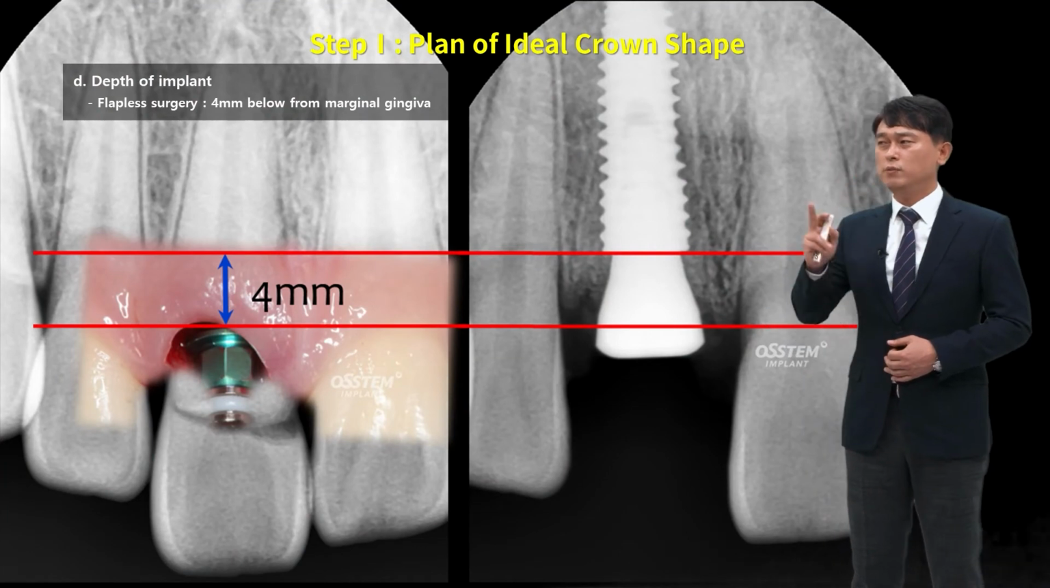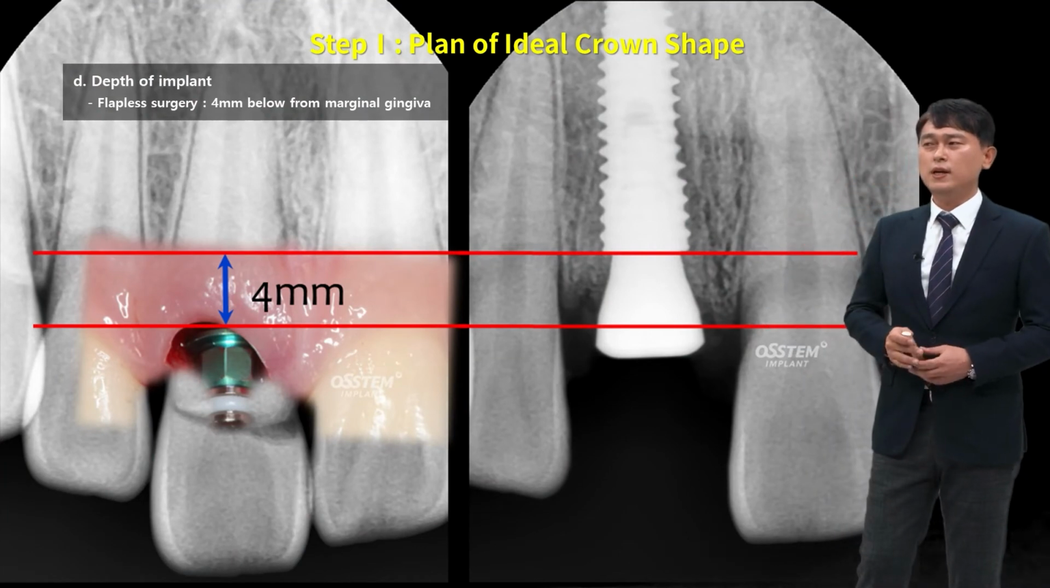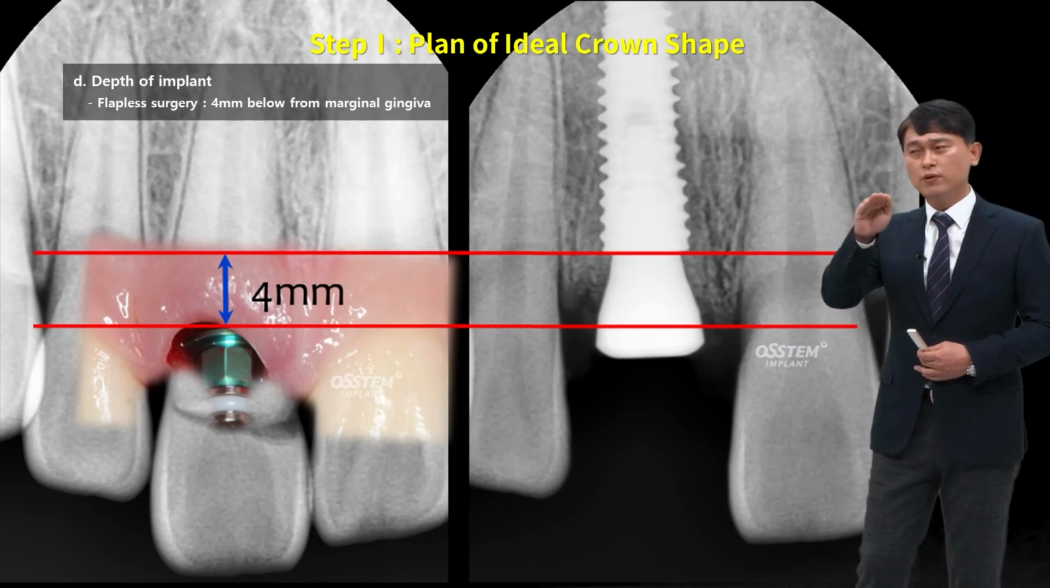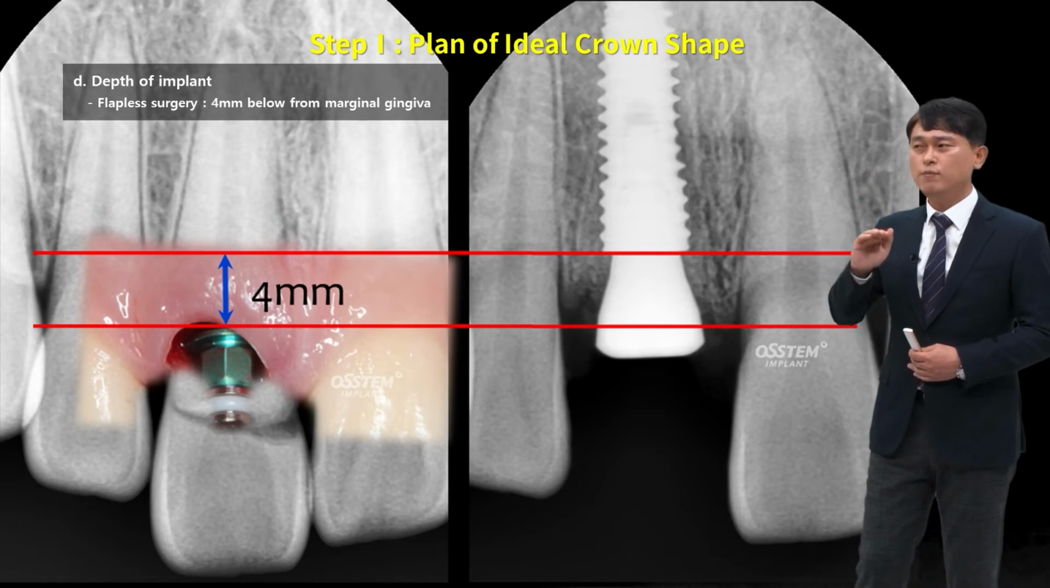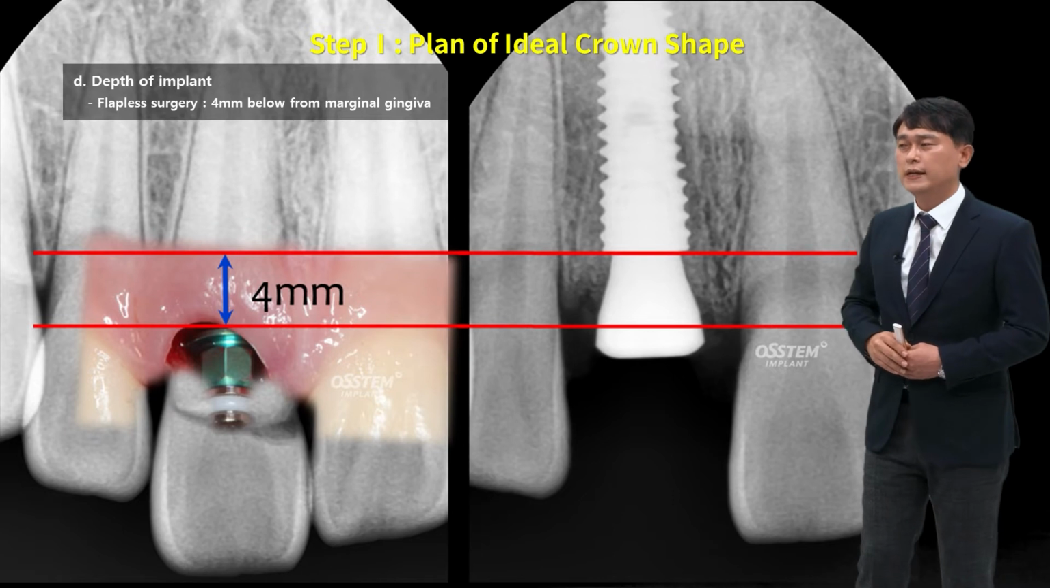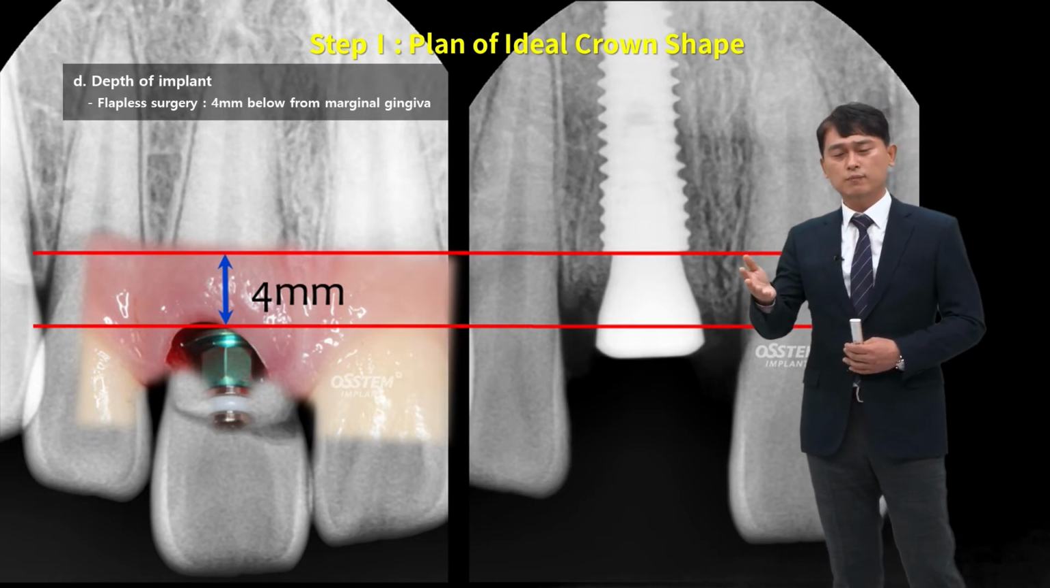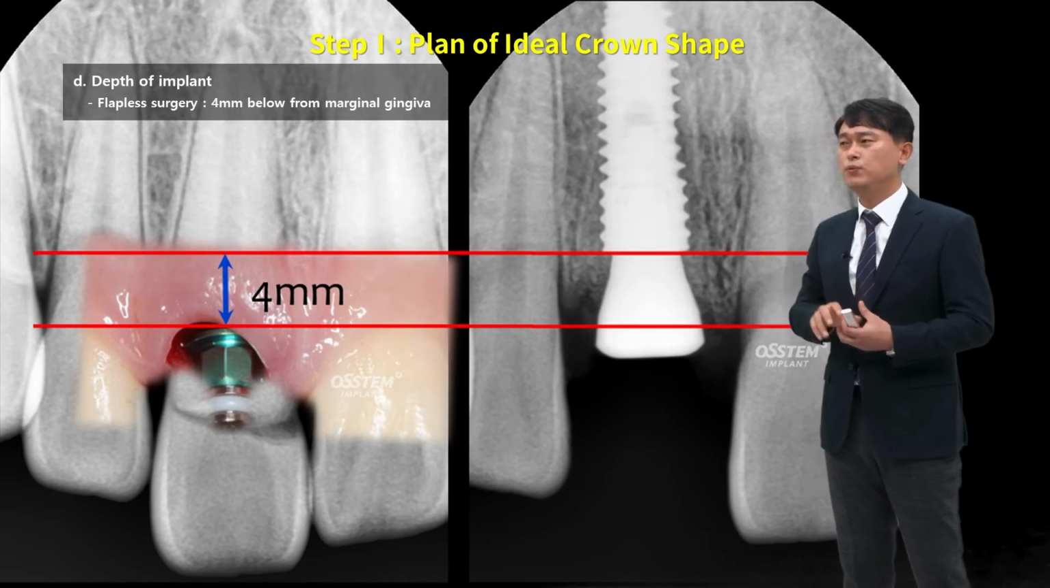You can modify them based on your experience as well. Upon placement, from the gingival margin, it needs to be 4 millimeter below. In the case of OSSTEM, there is a pre-mount. There's a structure where you can check the 4 millimeter, and it's a major plus.